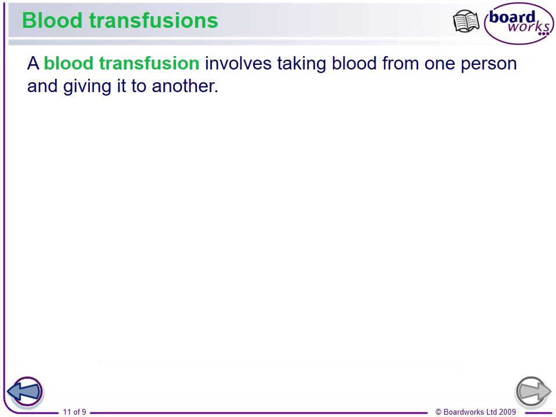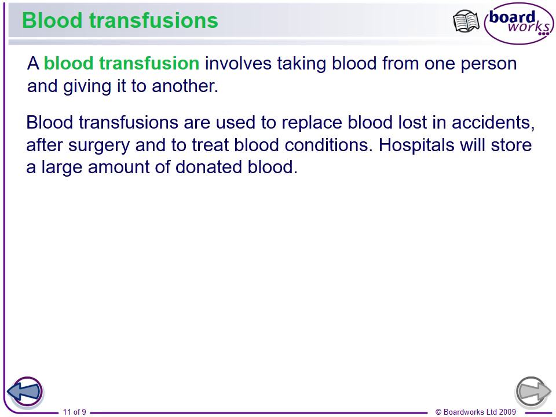All right, so let's talk about blood transfusions, okay? Blood transfusions involve taking blood from one person and giving it to another. They are used to replace blood lost in accidents, after surgery, and to treat blood conditions. There's a ton of different uses for it.